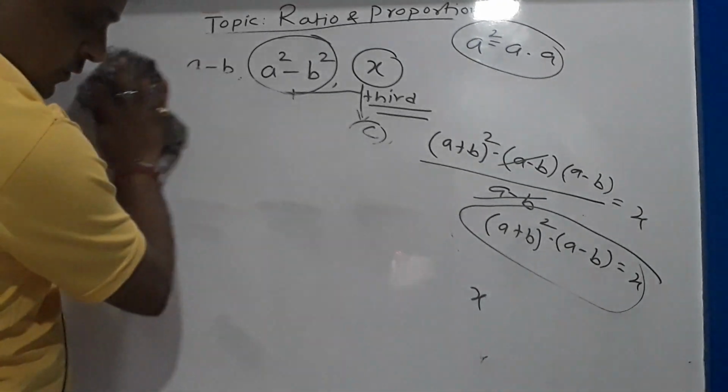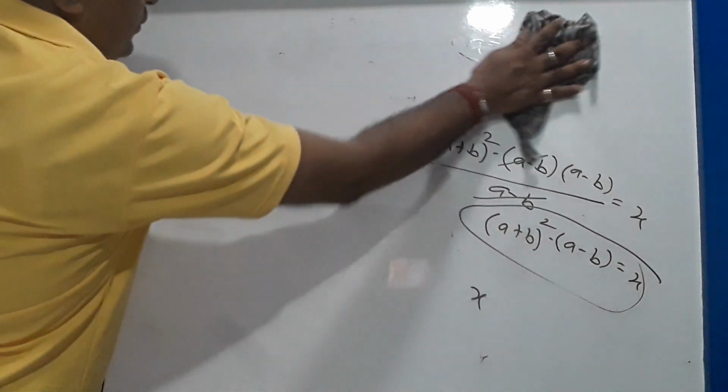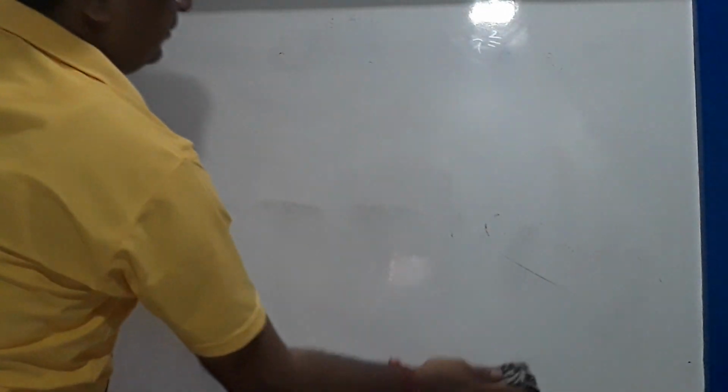Now let us see how to find the mean proportion of two numbers. We have already seen that. Now let us take the fourth proportion.